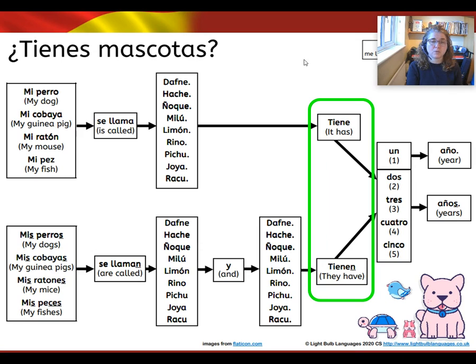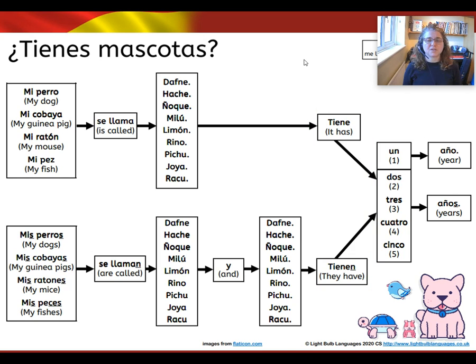So everything else on there, we already know. We know that mi means my, mis means my when there's more than one thing. We know the numbers. We know año and años. We also know y for and as well. So let's see how those sentences go together. I'm going to read out a sentence in Spanish, and what I'd like you to do is to point to each section as I say it. Point to each word that you hear.